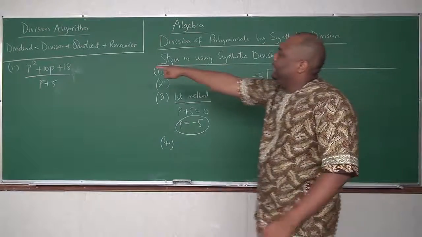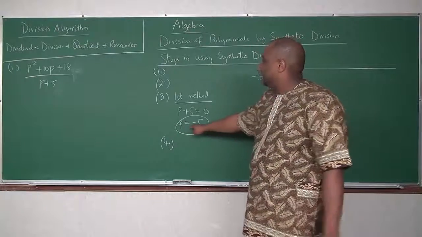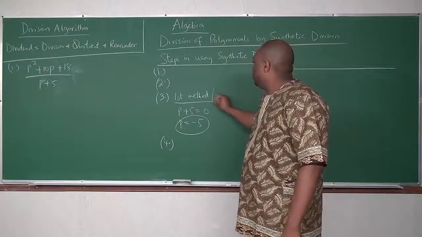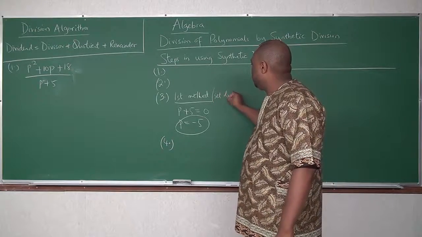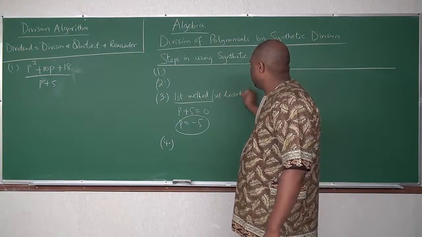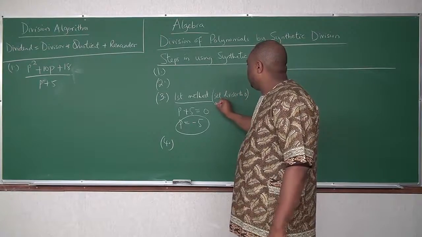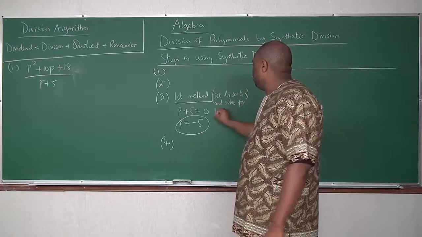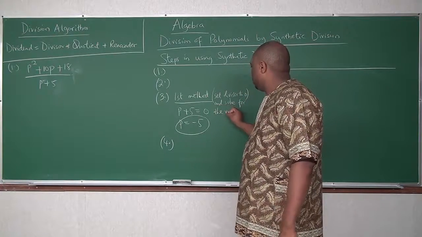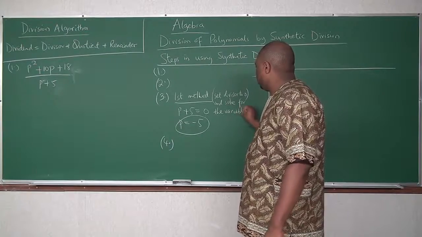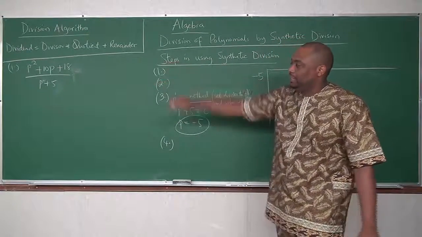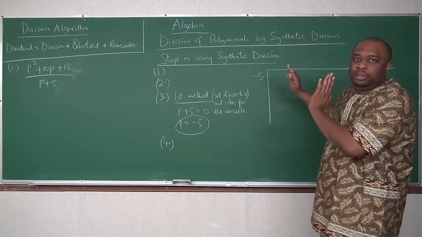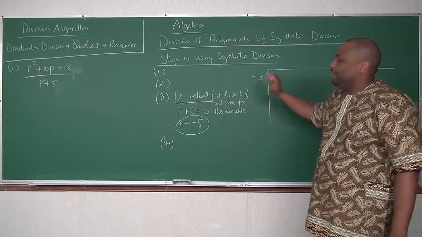Then we look at the dividend. Remember, this is the divisor, and the value of the divisor is found by setting the divisor to be 0 and solving for the variable. That's the dividend, that's the divisor. Now we found the variable, we put the negative 5 here.